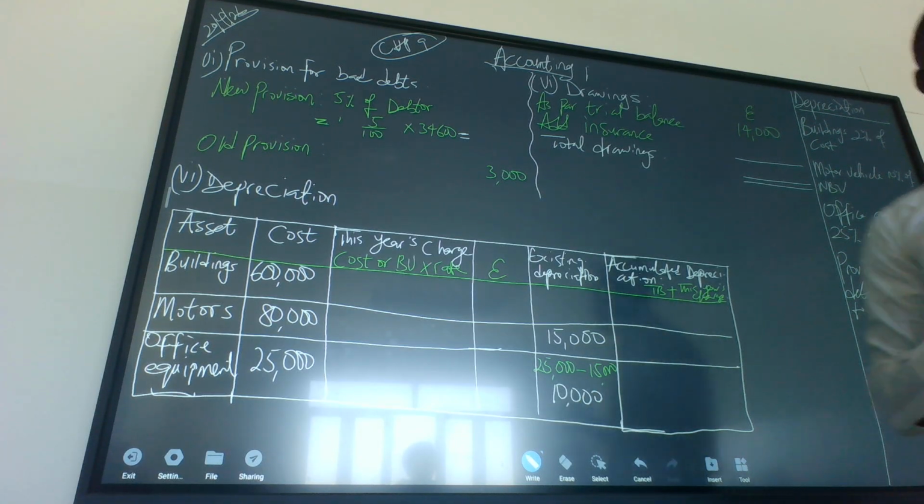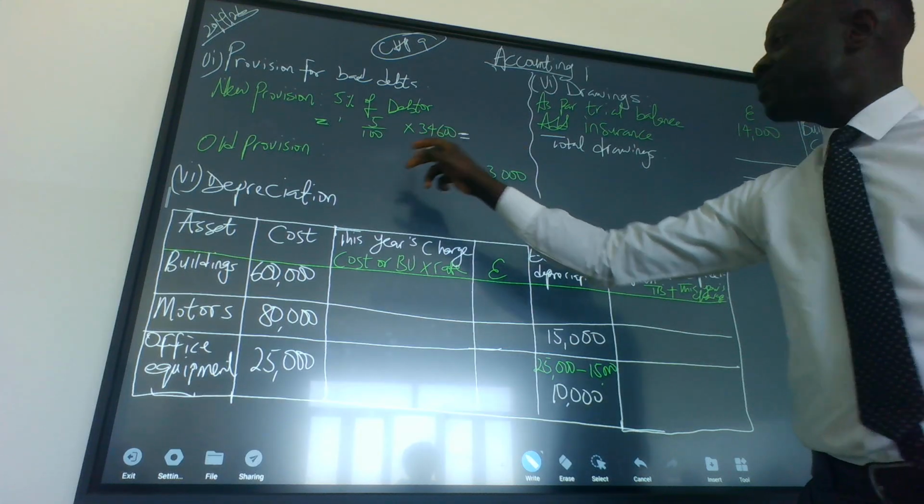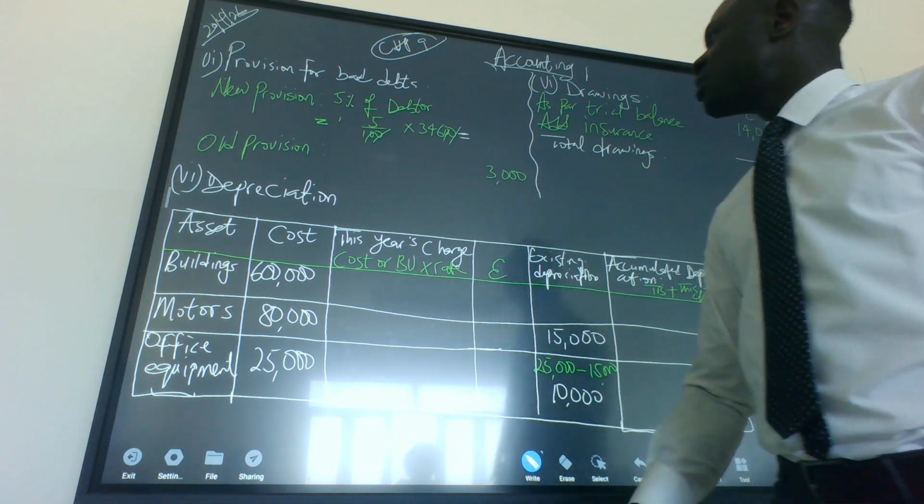So what's our debtors? Our debtors was 34,600, right? So 5% of 34,600. 5 times 346, what's that, please?